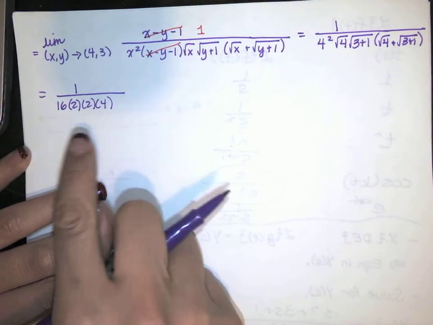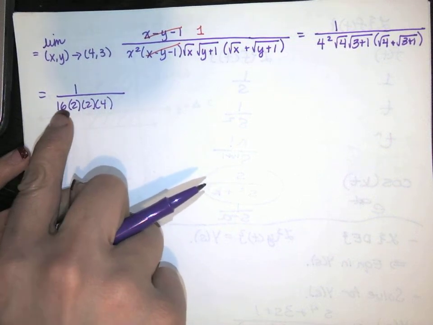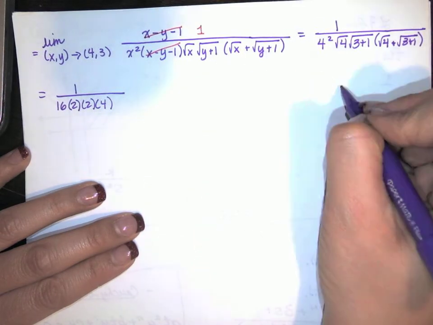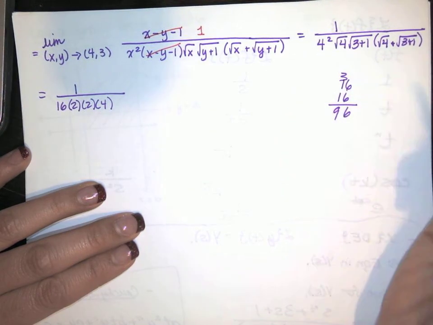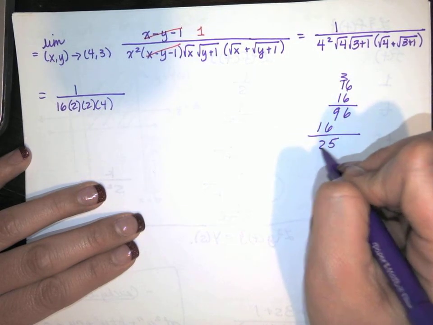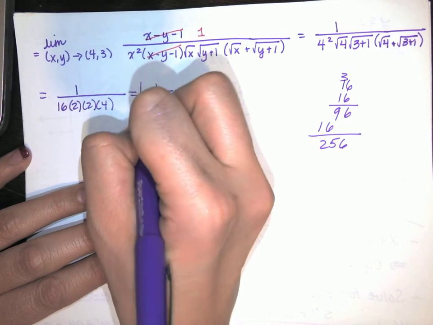So it looks like I've got 16 times 4 times 4, so 16 squared. What's 16 squared, guys? 96. Yeah, that's what I thought. 256. So 1 over 256. That's our limit.